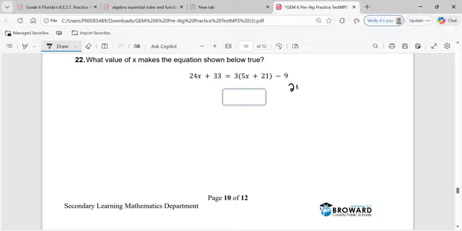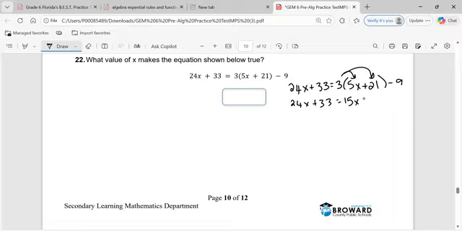We have 24x plus 33, and that's equal to 3 times 5x plus 21 and minus 9. We're going to simplify the left. We're all good over here. So now I got to simplify the right. I'm going to distribute. I get 15x, 3 times 21, that's 63, plus 63 minus 9. Then I'm going to simplify the right some more so that we have 24x plus 33 is equal to 15x, 63 minus 9, that's 54.